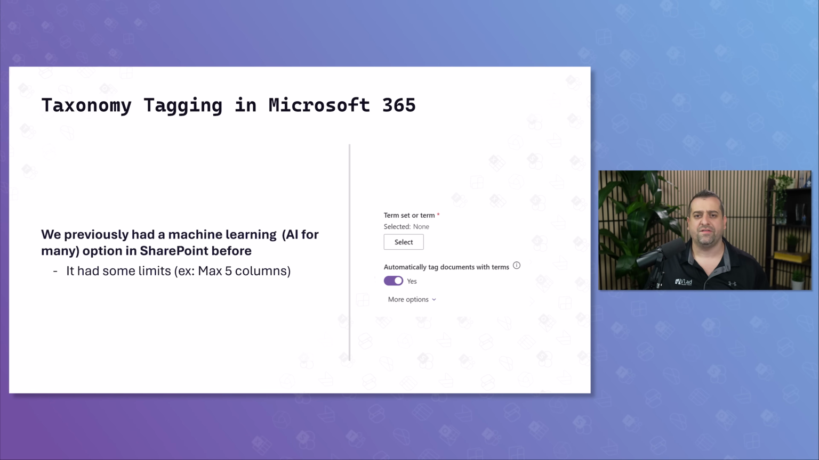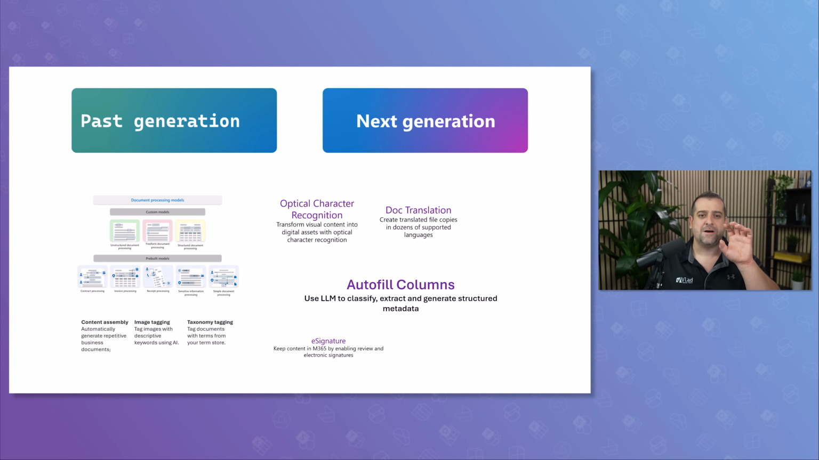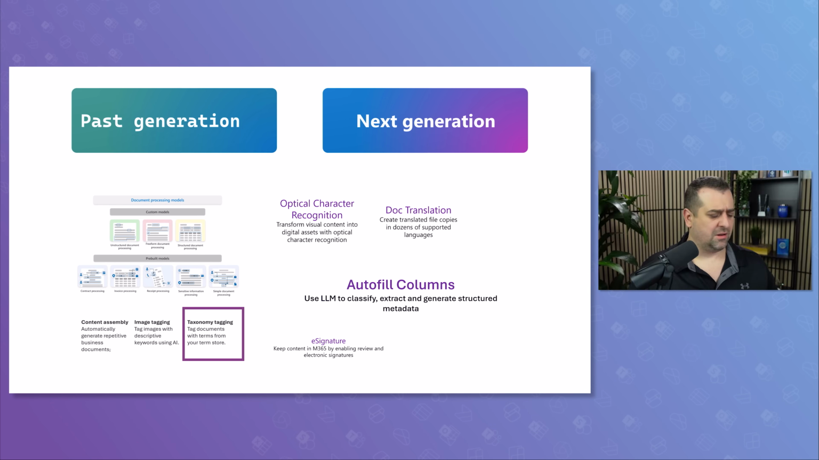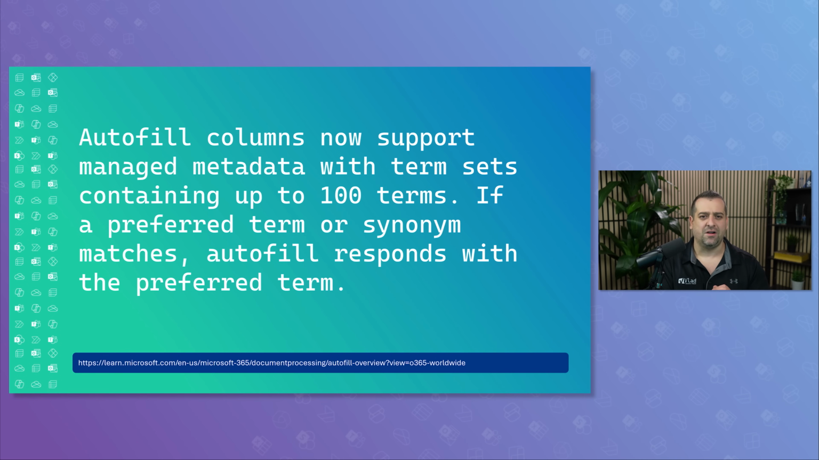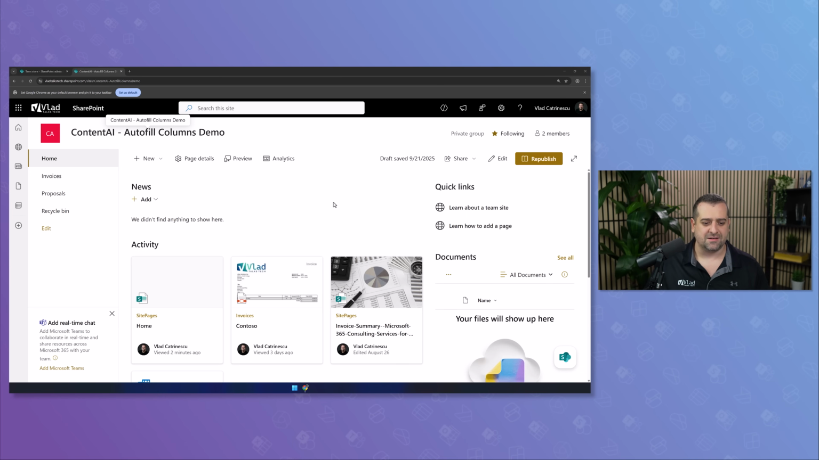So when Microsoft did their latest presentation about document processing in Microsoft 365, they had it under the past generation of tools. You see, there is taxonomy tagging. So a lot of my clients were not too excited about investing in it. And autofill columns until very recently did an amazing job, but we could not make sure that it uses the company-provided terms. This is what changes right now, now that we can have autofill columns with managed metadata. But enough talk, let's go see it in action.